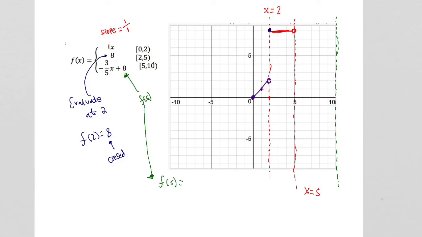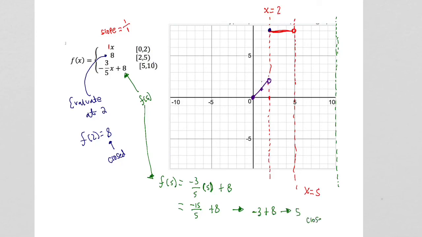So let me do it right here. f of 5 is going to be negative 3/5 x plus 8. And now, actually, x needs to get replaced by 5 here. So there's a 5 right there. And now negative 3 times 5 is negative 15. And we have 5 as the denominator. We have to add 8. And then negative 15 over 5, that's going to be negative 3. So we get negative 3 plus 8, and negative 3 plus 8 is going to be positive 5.